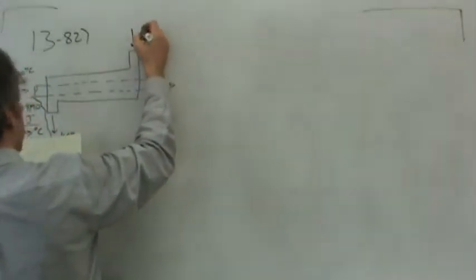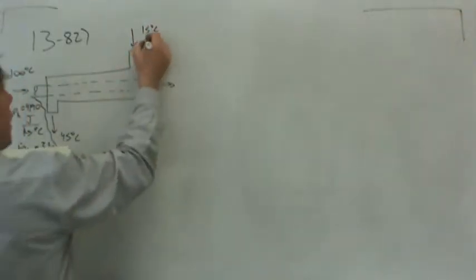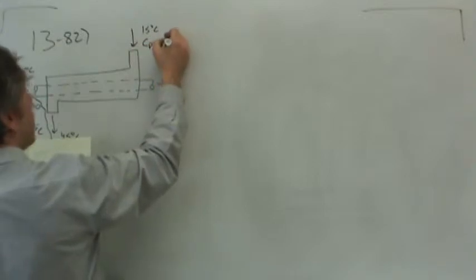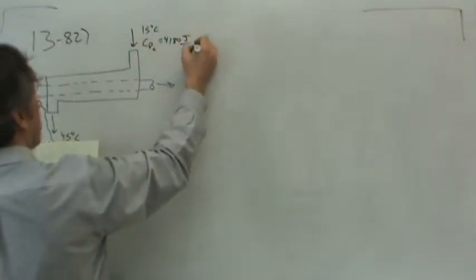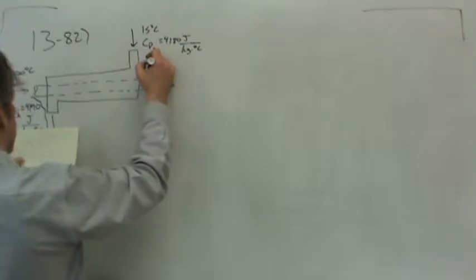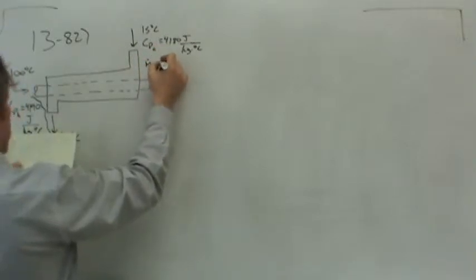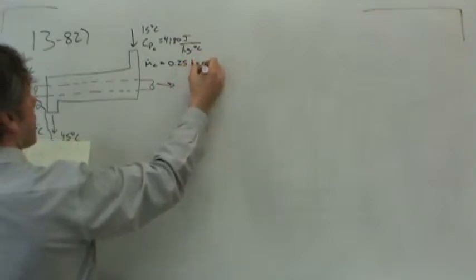The cold stream comes in here at 15 degrees Celsius on the shell side, and the heat capacity on the cold side is 4180 joules per kilogram per degree Celsius. Now notice these two are pretty close to each other. The heat capacity of water does change with temperature, but it's not a huge change. The mass flow rate was a quarter kilogram per second on the cold side.